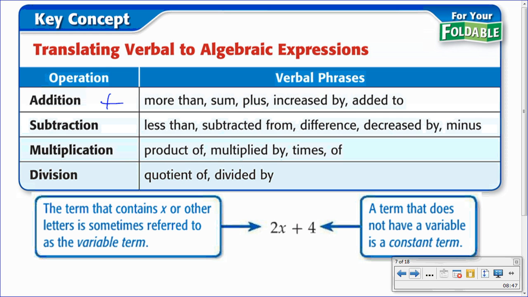More than, sum, plus, and so on and so forth, right? Same thing for subtraction. Those are some key terms that when you see those, that's what it means. Multiplication, of course. Now how am I going to show multiplication in algebra? Can I use an X? No. Tell me why. It could be a variable, so I'm not going to use an X. What about a dot?